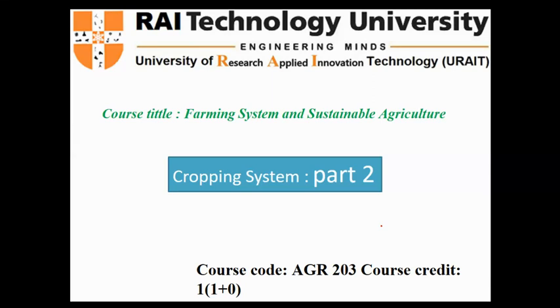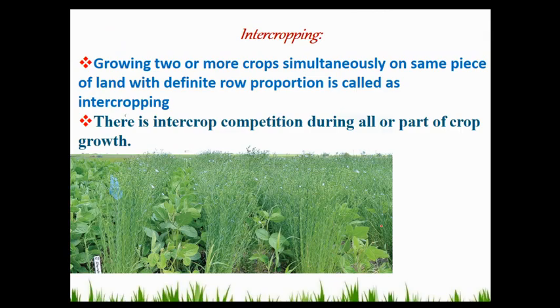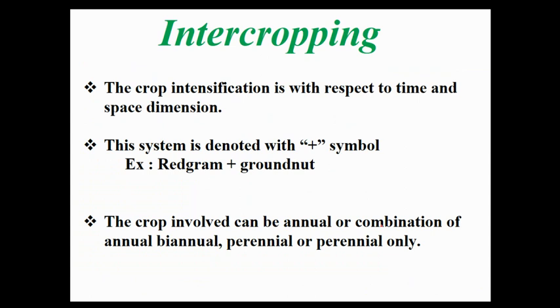Dear students, in part one, we were learning about the cropping system. In that, we have already learned about intercropping, the growing of two crops simultaneously with a definite proportion. In this part, we are going to learn the remaining things.